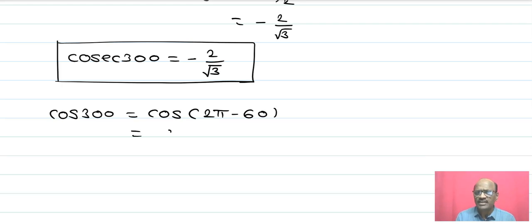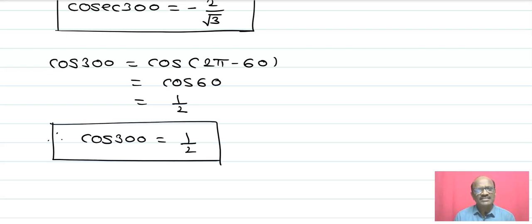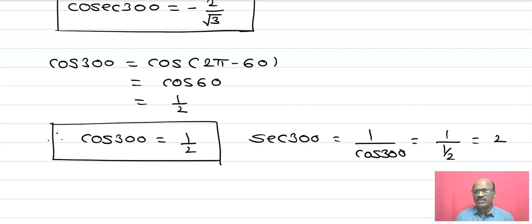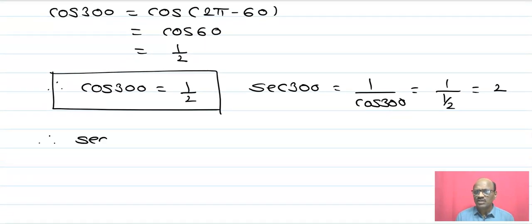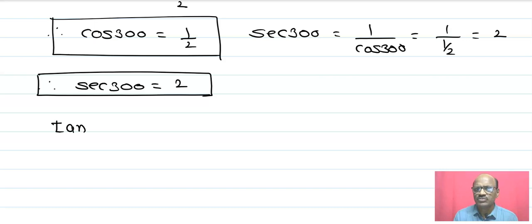Now the cos of 300 is written as cos of 2 pi minus 60. Whenever there is an integral multiple of pi, the function remains as it is. Therefore, it is cos of 60 and it has the sign plus, because cos of 300 is positive in the fourth quadrant and cos 60 is a basic value. It is 1 upon 2. Therefore, cos of 300 is equal to 1 upon 2 and its reciprocal is 2. The reciprocal of 1 upon 2 is 2. Therefore, sec of 300 is equal to 2.